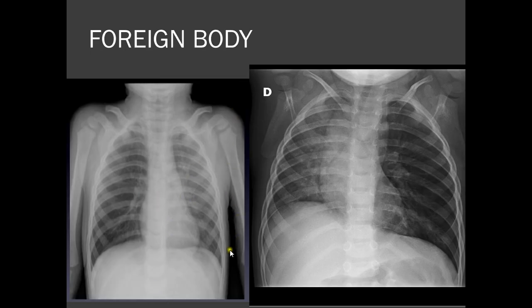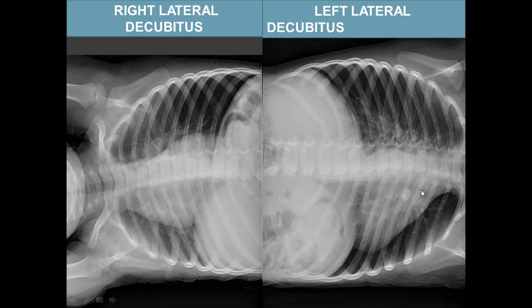You can confirm these by an expiratory view. You ask the patient to breathe out. So what happens? The air is trapped on the side in which the foreign body is present. So here the foreign body is on the right side, and here the foreign body is on the left side, because the air has been trapped on the expiratory view.